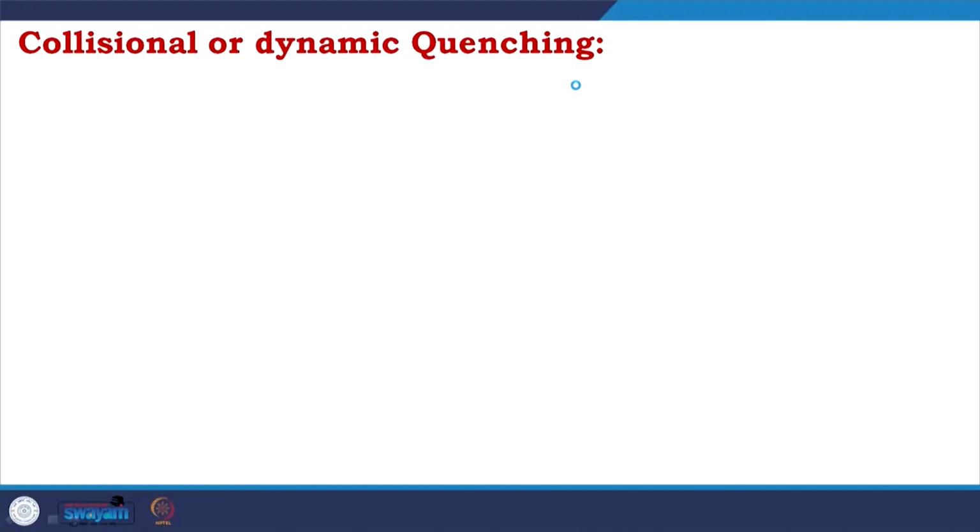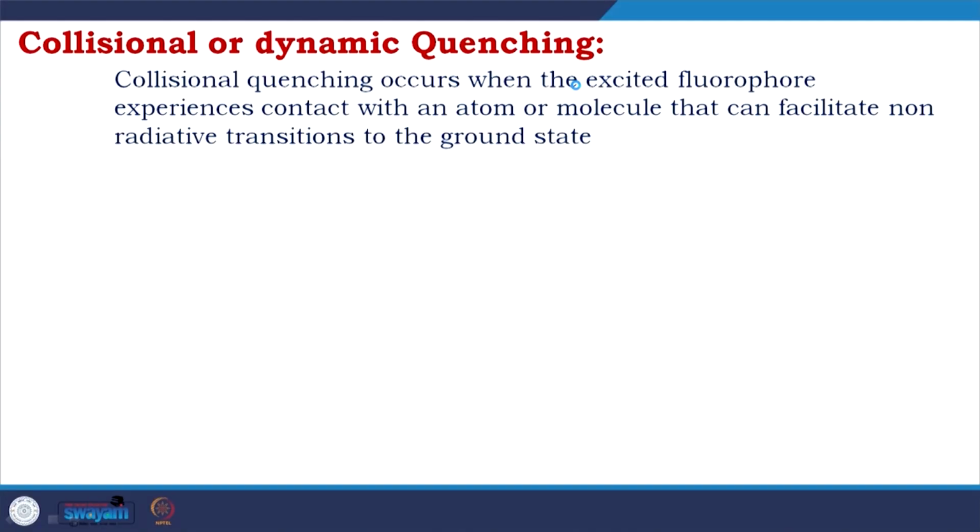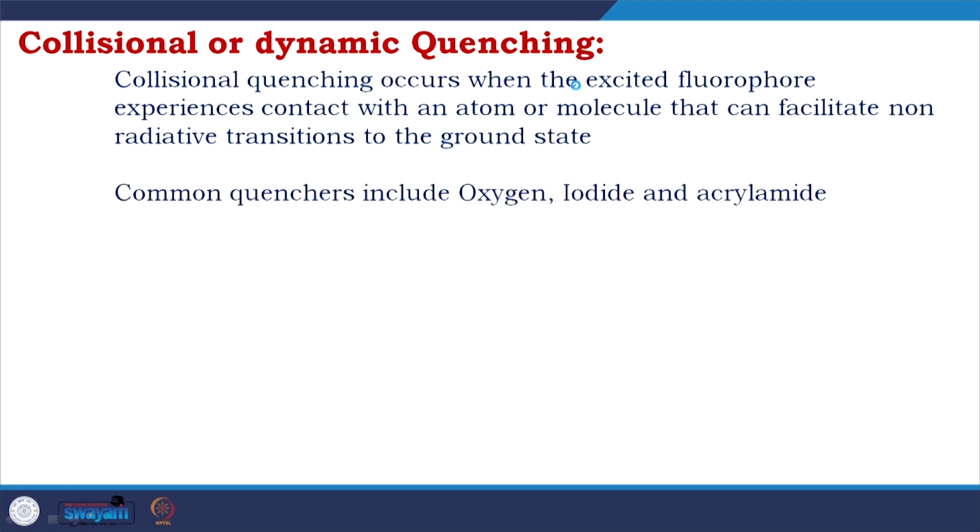Collisional or dynamic quenching. Collisional quenching occurs when the excited fluorophore experiences contact with an atom or molecule that can facilitate non-radiative transition to the ground state. Some common quenchers include oxygen, iodide ion and acrylamide.